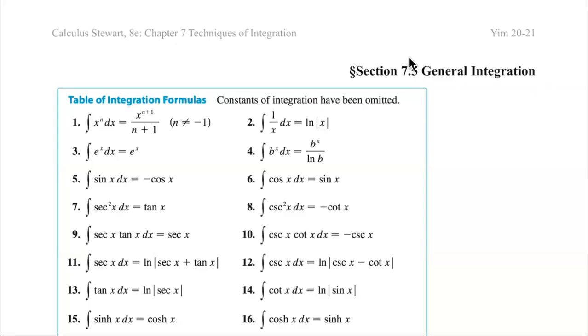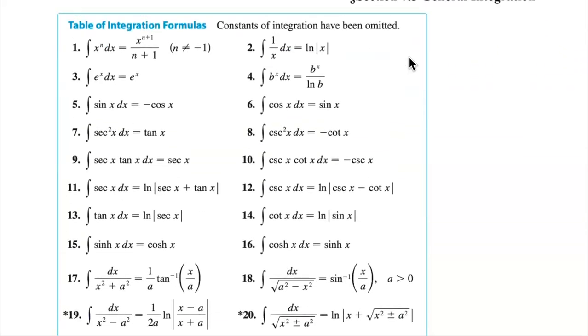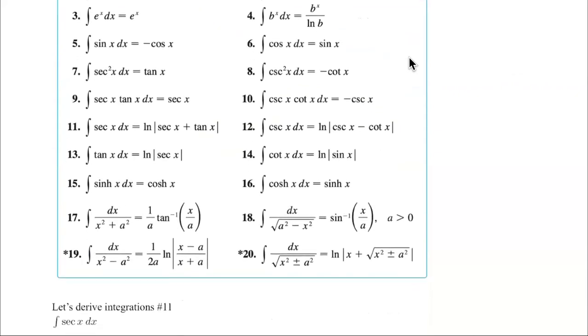Calculus lesson on 7.5, general integration. This is part of your notes that you should memorize. There are a whole bunch of things that we've done in the past that you should know, and a few that we haven't done. I believe I shared something similar to this before.